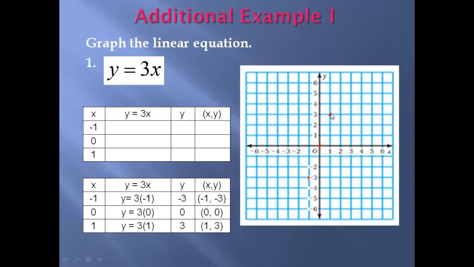So now we've plotted all 3 of our ordered pairs. So our last step is to draw our line. Now we have our line that goes through those 3 ordered pairs. So y equals 3x would have this graph.